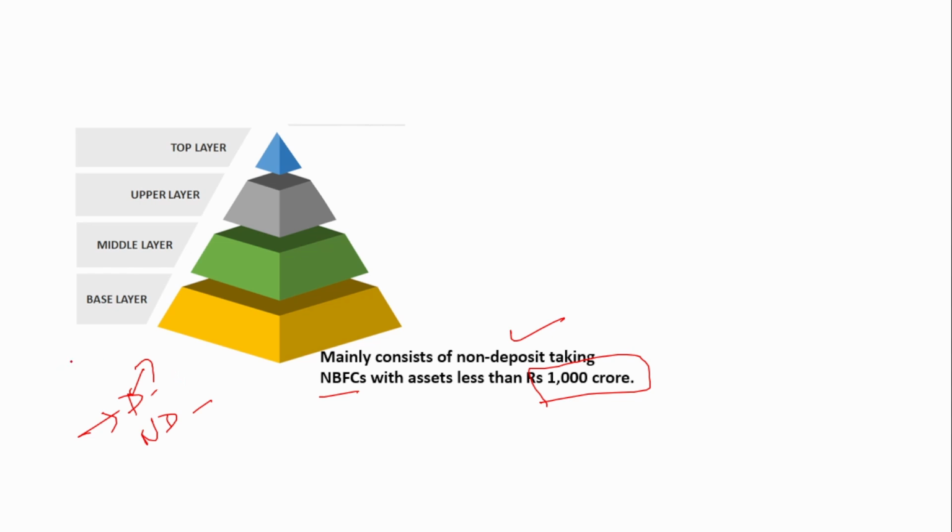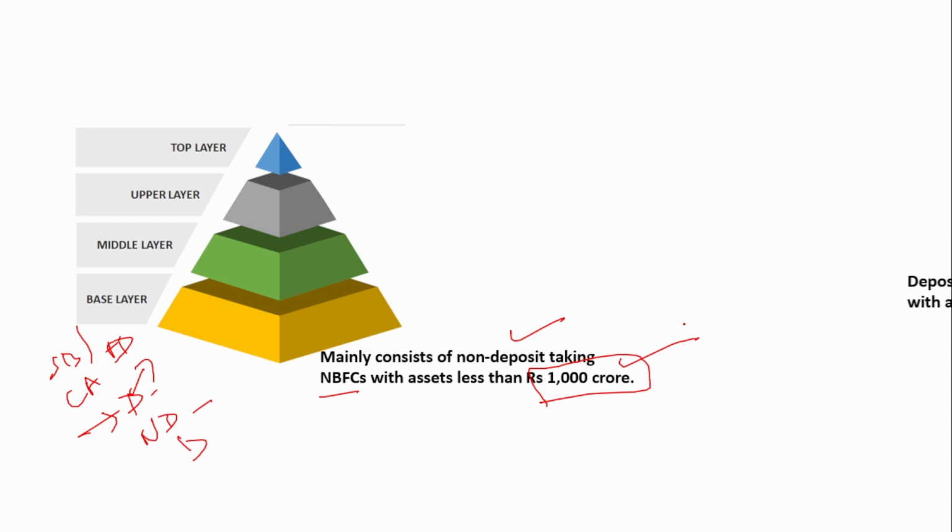Demand deposit in the sense, a savings account or current account cannot be opened by a customer in a deposit taking NBFC. Only a term deposit, like an FD, can be opened in deposit taking NBFCs. And in non-deposit taking NBFCs, even a term deposit cannot be opened. So, no customers can deposit any money of theirs in a non-deposit taking NBFC. So, this base layer consists of non-deposit taking NBFCs with asset size less than 1000 crores.